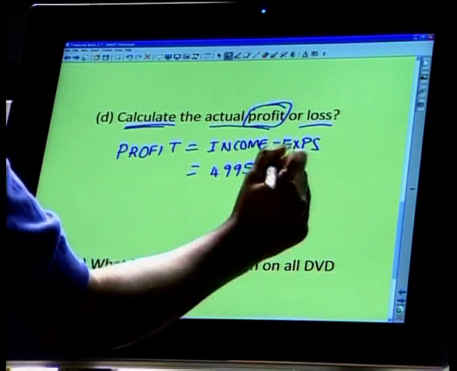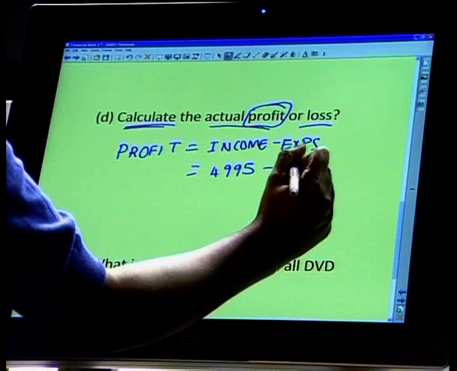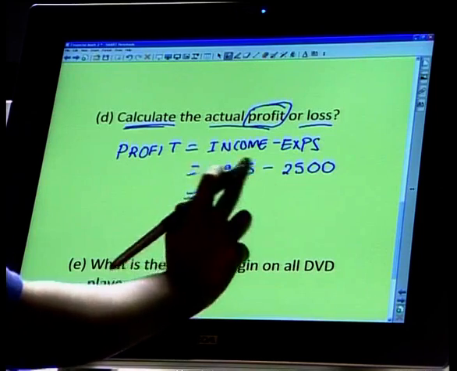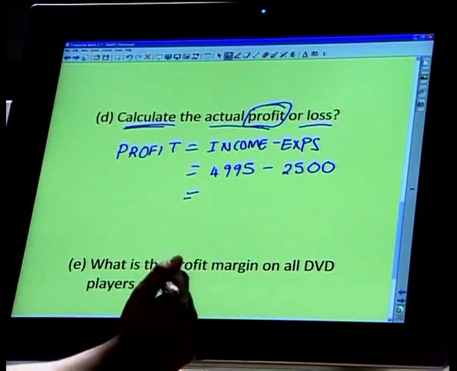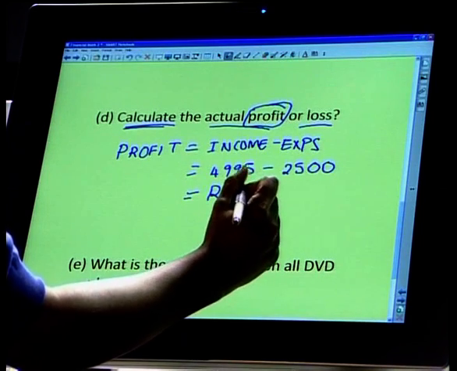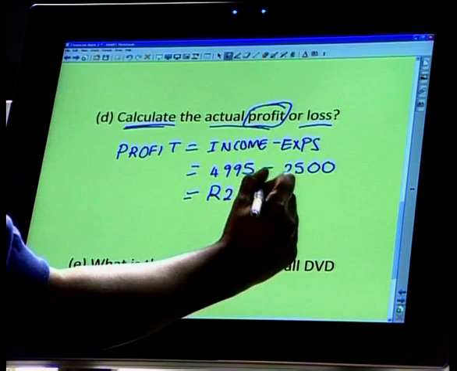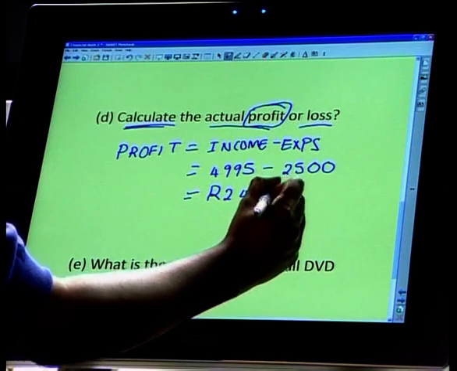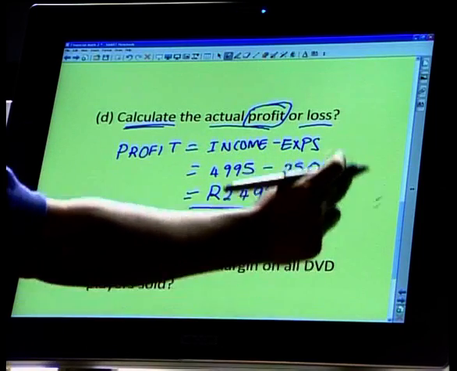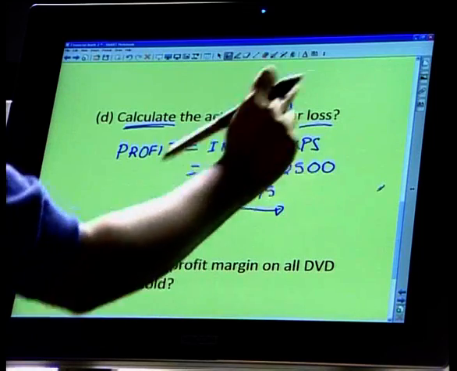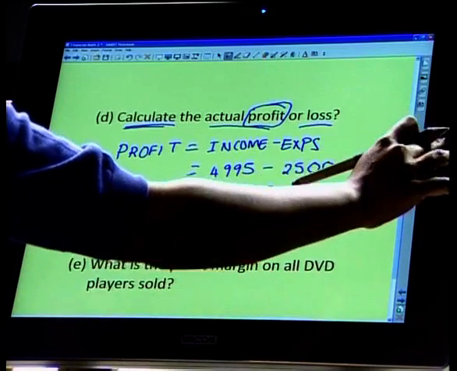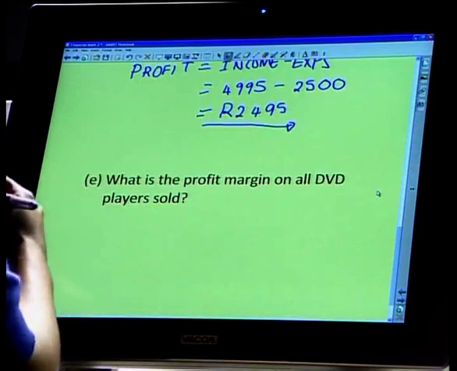So his income was 4,995 and his expenses 2,500 Rand. And 4,995 minus 2,500 Rand will give us an answer of 2,495 Rand. So that is the actual profit that he makes. So his income exceeds his expenses by 2,495 Rand. So that's what he will be left with.